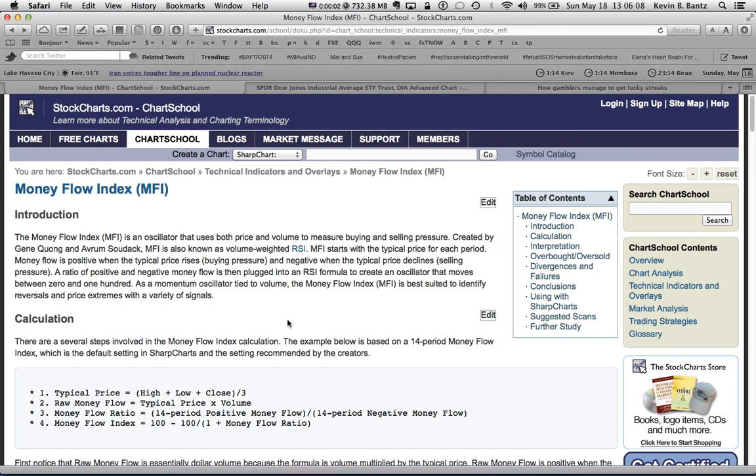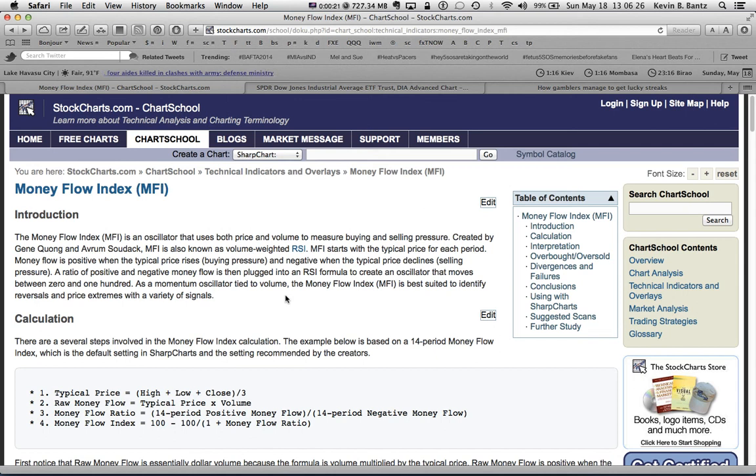Hello. I've had a request for money flow. Money flow, this is from stockcharts.com. Money flow is an oscillator that uses both price and volume to measure buying and selling pressure. It's also known as a volume weighted RSI.